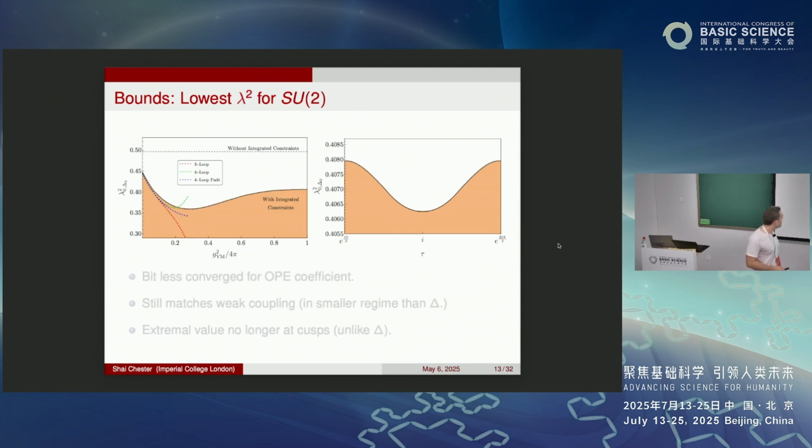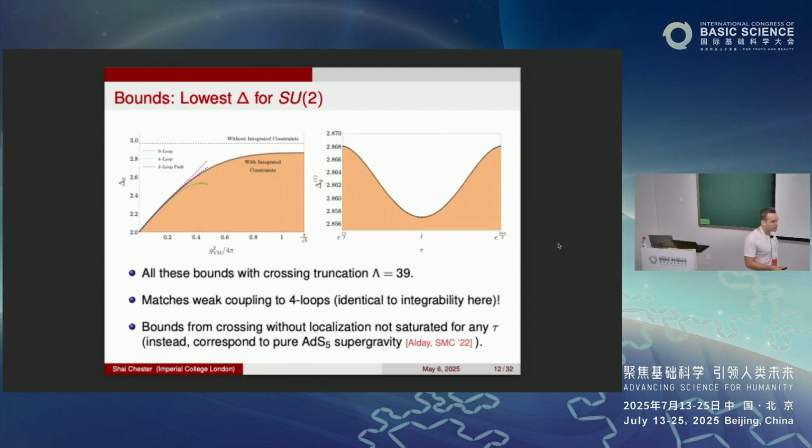Okay, so you could compute... Yes. This black bound comes from the three non-perturbative constraints: unitarity, crossing symmetry, and supersymmetric localization. We only get an upper bound. You ask why you don't get a lower bound?